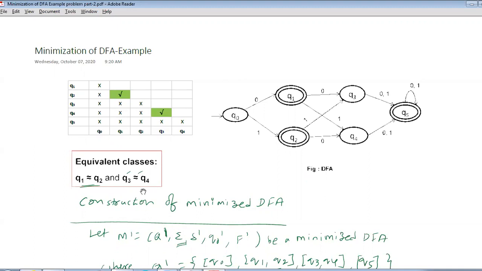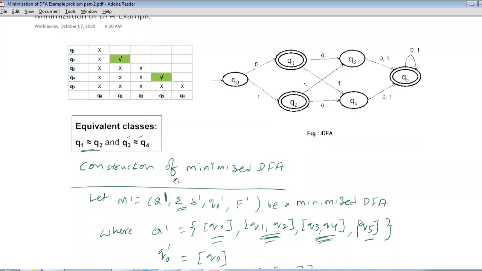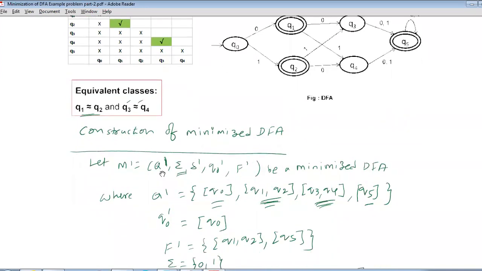Now Q1, Q2 becomes a single state. Then Q3, Q4 becomes another single state. Now with these merged states along with the remaining states, we can construct the minimized DFA. So how to construct the minimized DFA? Now we can see here. Construction of minimized DFA, let us say M dash.